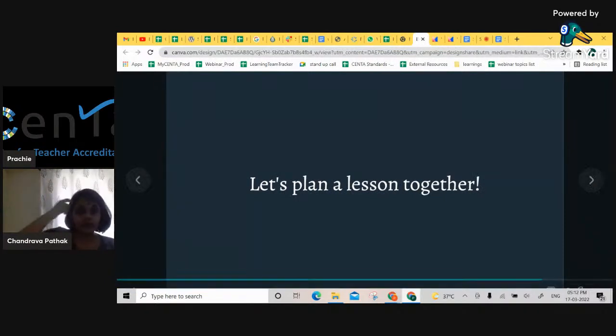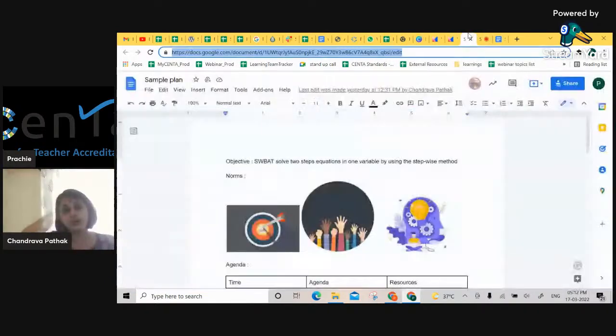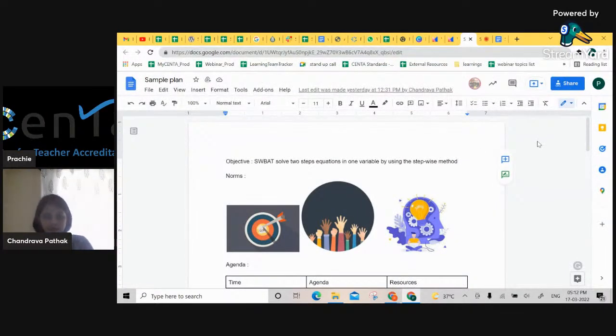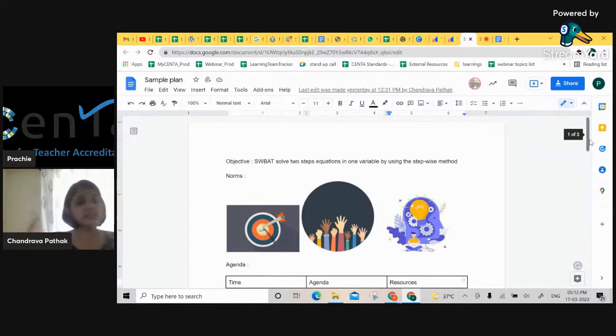For this, to understand exactly how this blended learning planning looks like, next please, let's plan one lesson together. Prachi, if you can go to the sample doc. Great. This is a sample document that I have created. It's a math document, but by the end of this document planning, I am also going to tell you how you can use technology for any other subject.